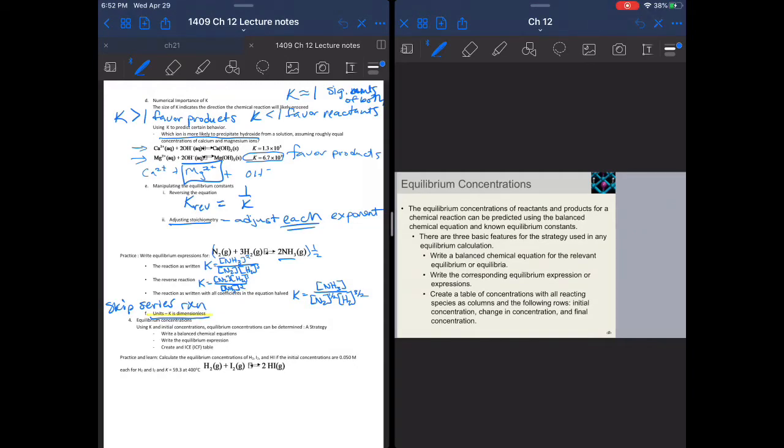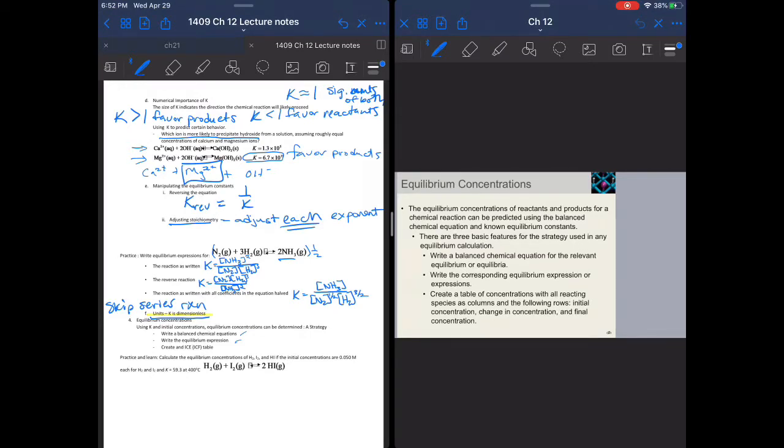Welcome to Chapter 12, Part 2. We are going to discuss equilibrium concentrations and how to solve for equilibrium concentrations using three things. We're going to need a balanced chemical equation. We're going to need an equilibrium expression, which we learned how to write in the last video. And then we're going to create something called an ICE table.